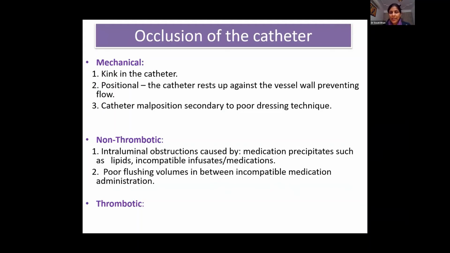Coming to occlusion of the catheter, the catheter can be occluded. It can be a mechanical occlusion, a non-thrombotic, or a thrombotic occlusion. Mechanical can be kinks in the catheter. It can be a positional occlusion, the catheter resting against the vessel wall, or catheter malposition secondary to poor dressing technique. Non-thrombotic complications can occur due to intraluminal obstructions or poor flushing volumes in between incompatible medication. Then thrombotic complications are a late complication of central venous catheters.